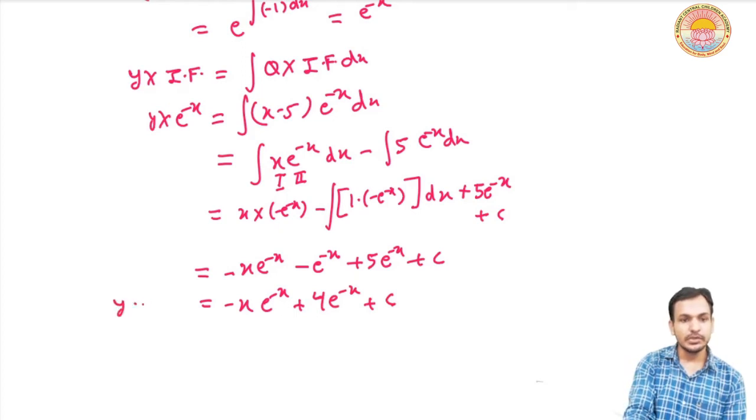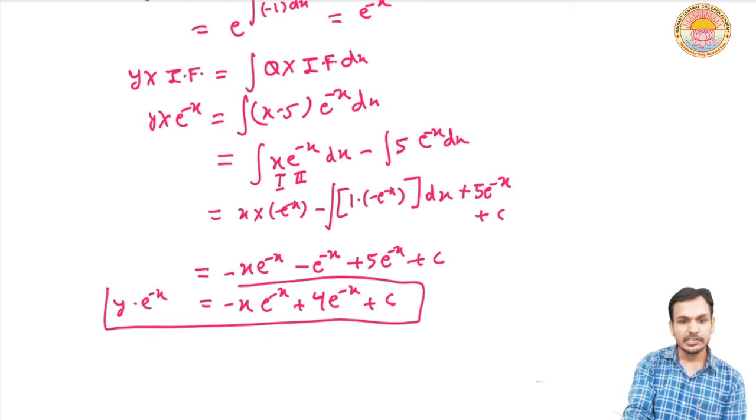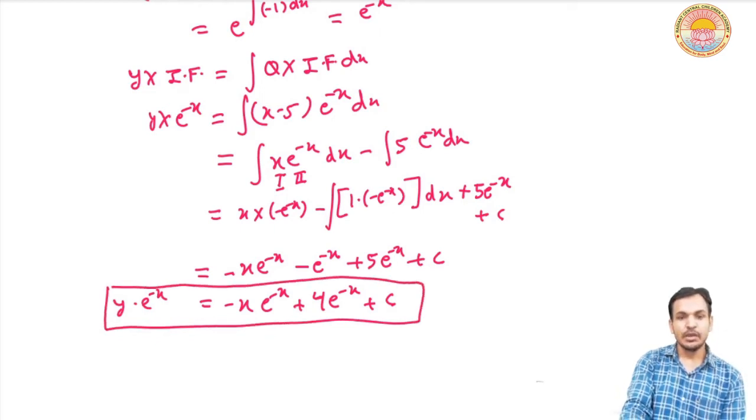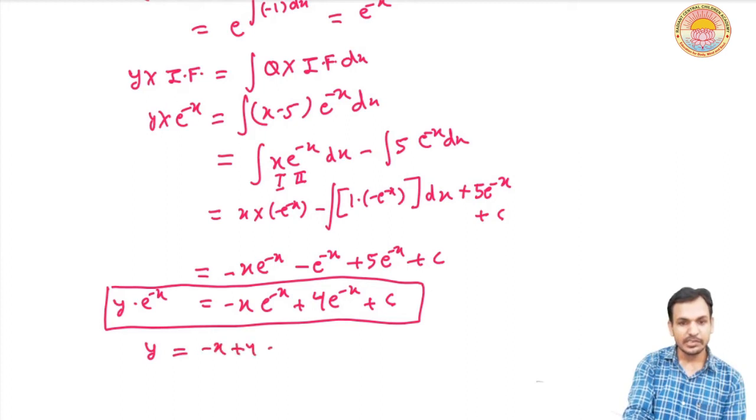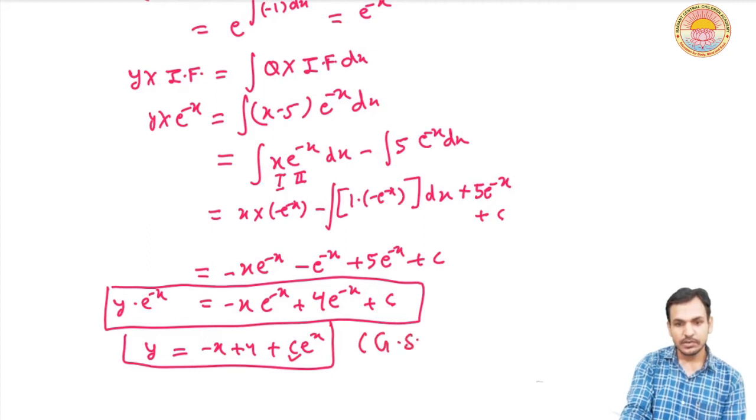So y into e raised to the power minus x is equal to minus x e raised to the power minus x plus 4 e to the power minus x plus c. This is the general solution, and this can also be written as, if we divide the whole equation by e raised to the power minus x, then we can write it as y is equal to minus x plus 4 plus c e raised to the power x. Okay, or we can also say, if we multiply the whole equation by e raised to the power x, then we will get this, and it involves arbitrary constant c. So this is the general solution.